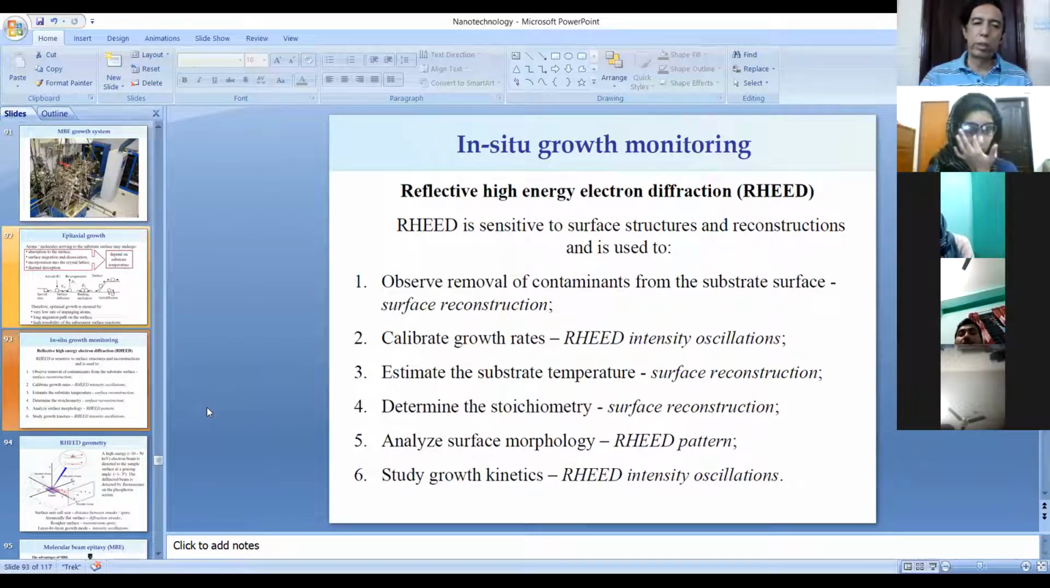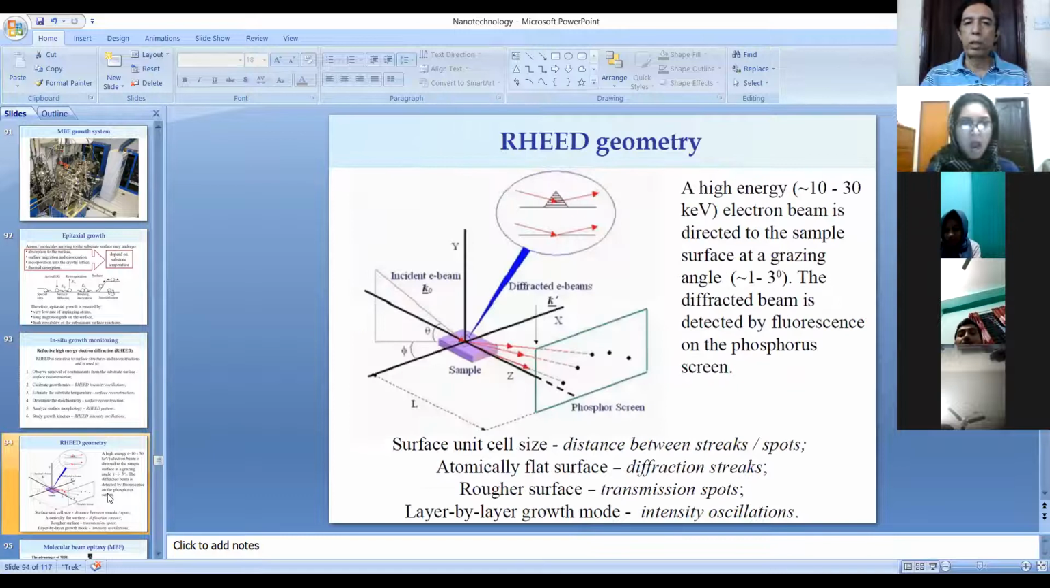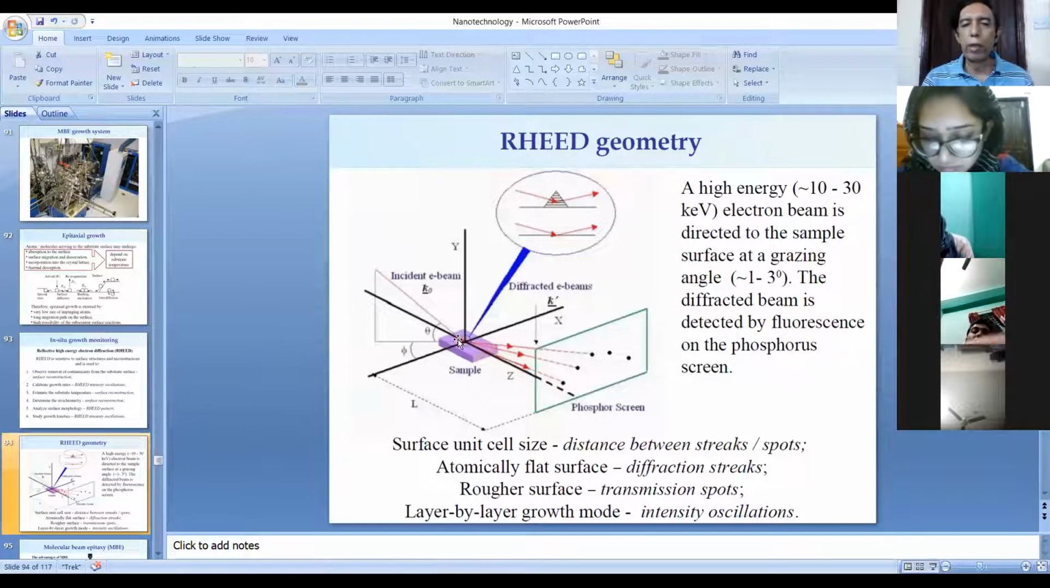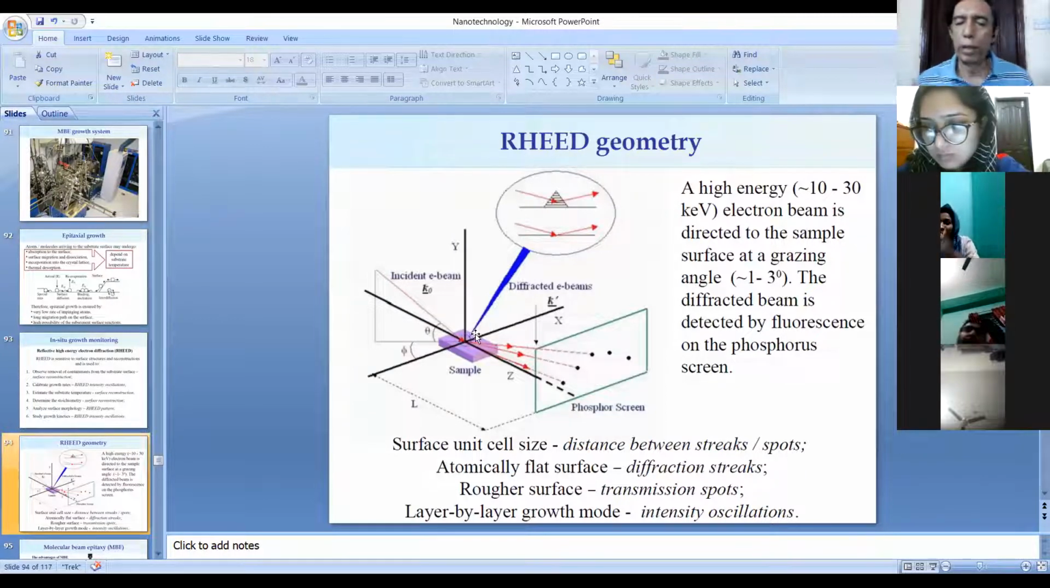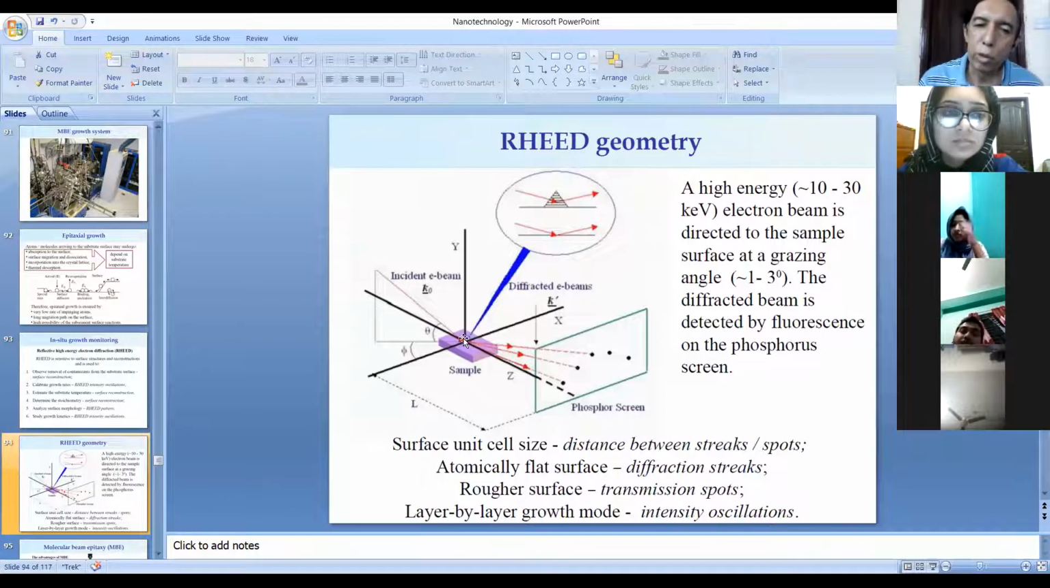What RHEED does, actually, it monitors the atom, where the atom is placed in the substrate, by different ways. We will not go into those details, but it will monitor where the atom is placed.